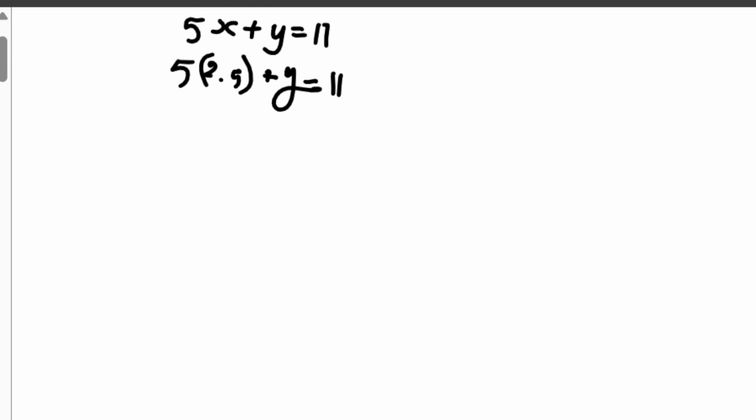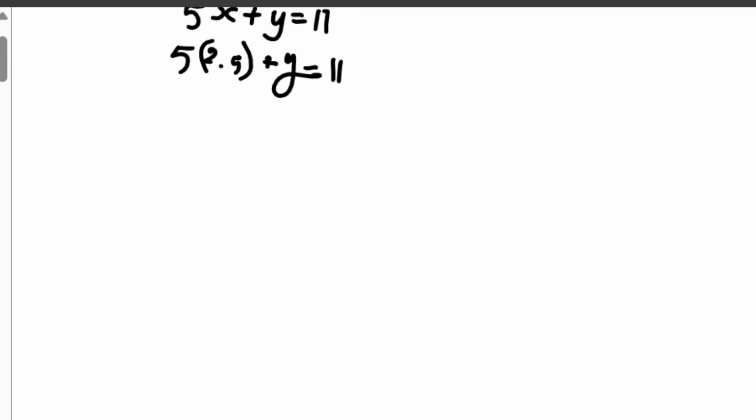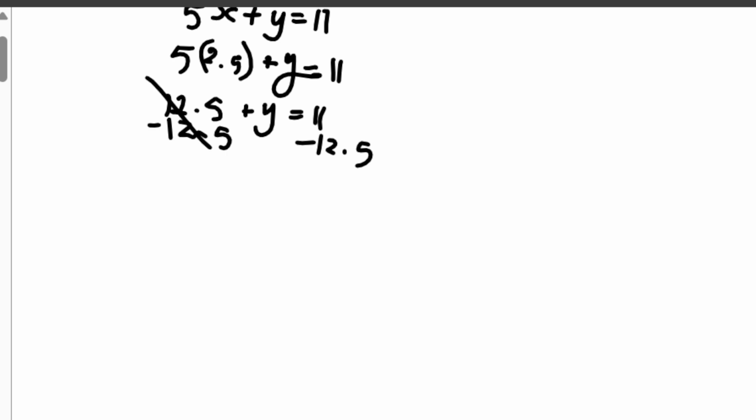Now, 5 times 2.5 is 12.5 plus y equals 11. To find y, do minus 12.5 on both sides. This cancels, and you have y equals 11 minus 12.5, which is minus 1.5.